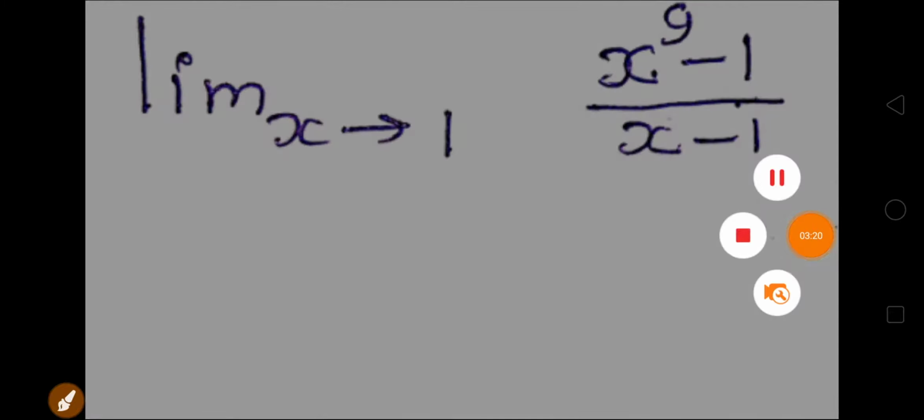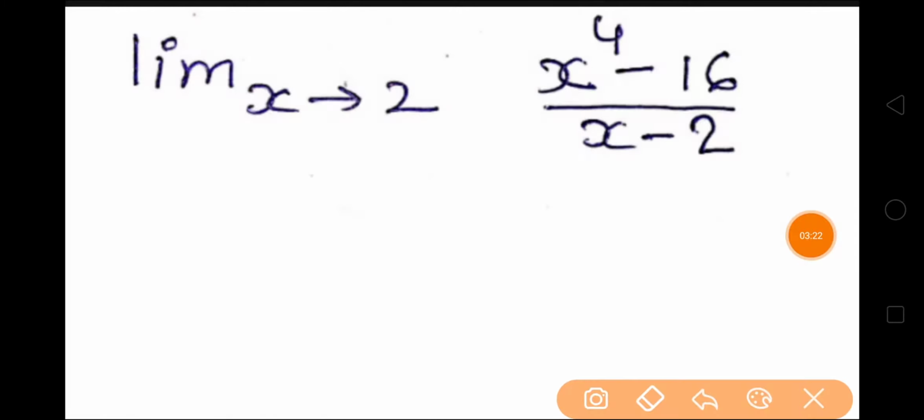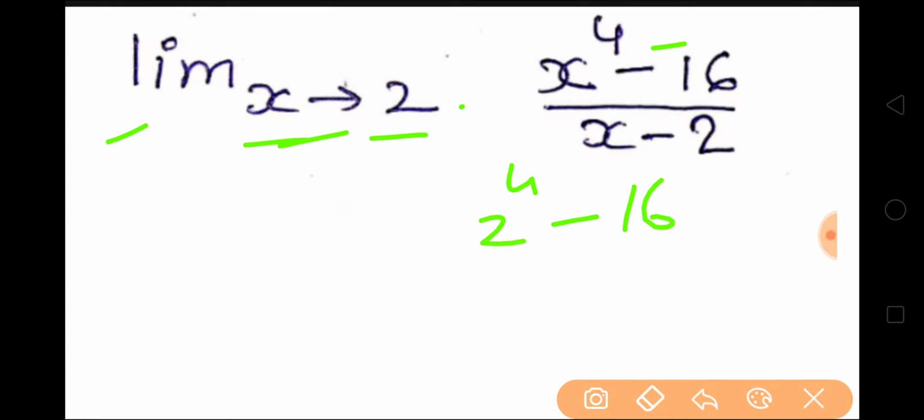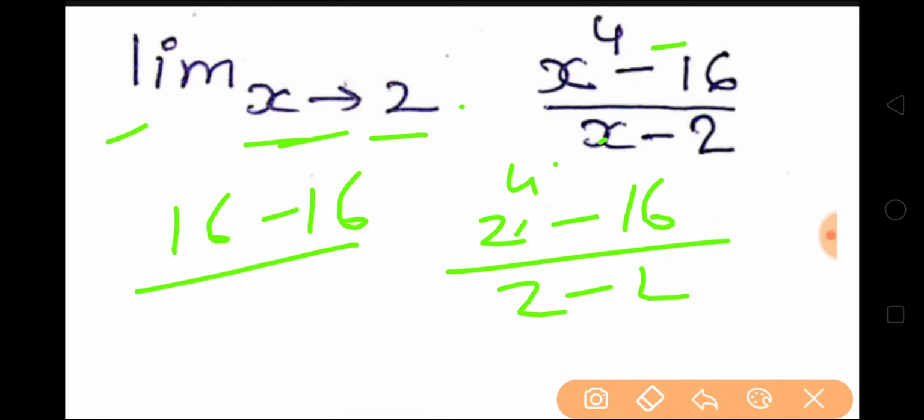So let us go to question number 3. That is question number 3 of the limit. So you have to put x tends to 2 in this function. So let us put it. That is 2 to the power 4 minus 16, and in the denominator you have to put 2, because 2 minus 2. As you know very well, 2 to the power 4 means 16 minus 16, and in the denominator you will find 2 minus 2.